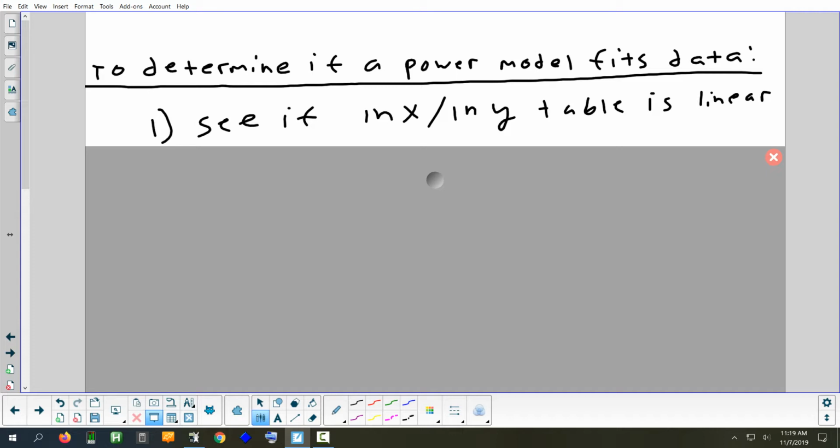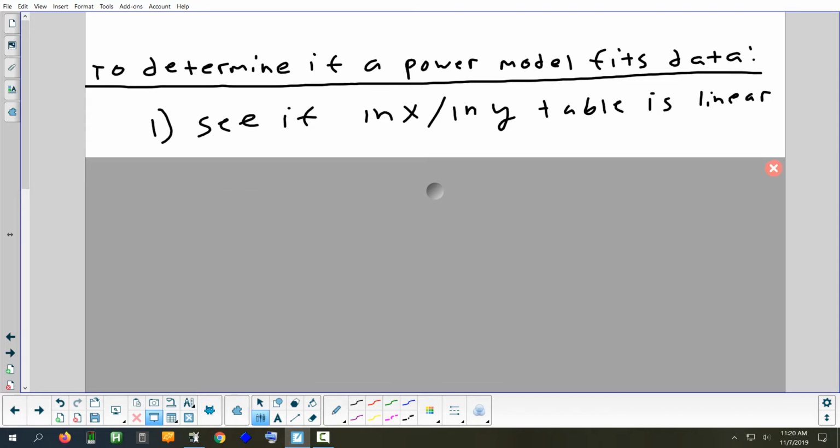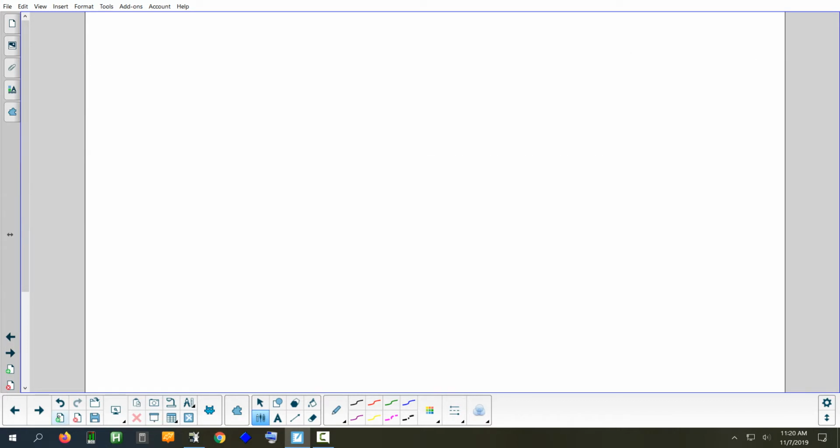And then what I'm going to do is look at those points that I just created, and see if they look like they're in a straight line. So I'm going to take the ln of every number in the table. I'm going to graph those numbers and see if they're in a straight line. If they are, then that means we want to use a power model for our equation.